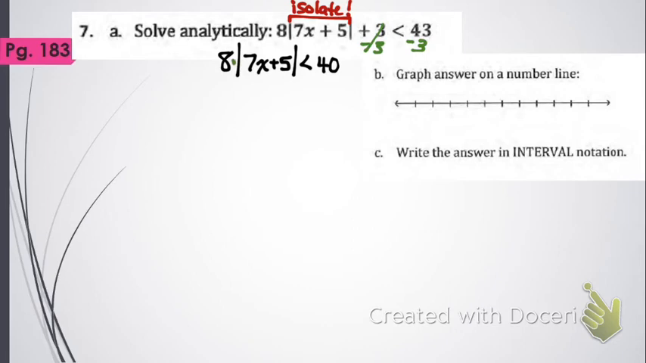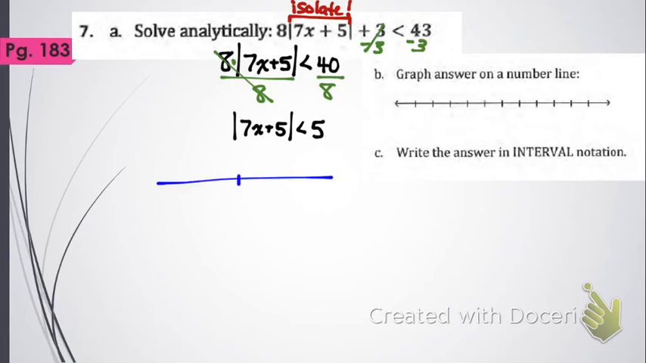Then we divide by 8 on both sides. Very nice. So, what's the absolute value of 7x plus 5 and then less than 5? Yes. Absolute value of 7x plus 5 is less than 5. Here's where I want to see your number line sketch. You still have the absolute value. We have it isolated. 5 and negative 5. Would we have open circles or closed circles? Open.